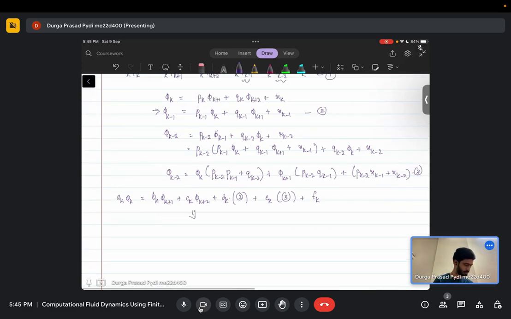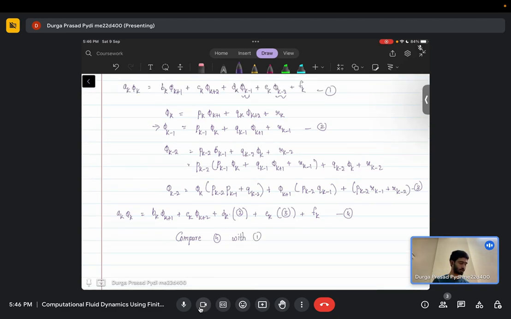Say this is equation 4. Now we compare equation 4 with equation number 1, and we take the coefficients. So this is equation 2, 3, 4 and 5. So dk times phi k minus 1 is equation number 3, phi k minus 2 is equation number 4. Now we compare equation number 5 with equation number 2 and take the coefficients.